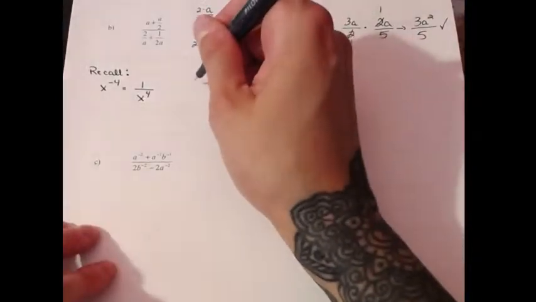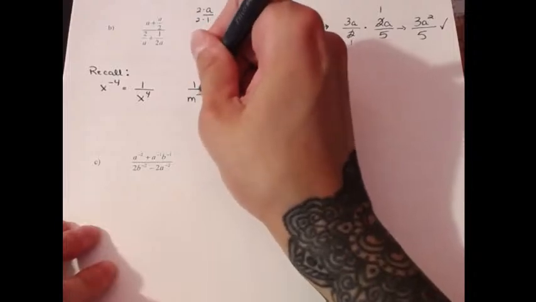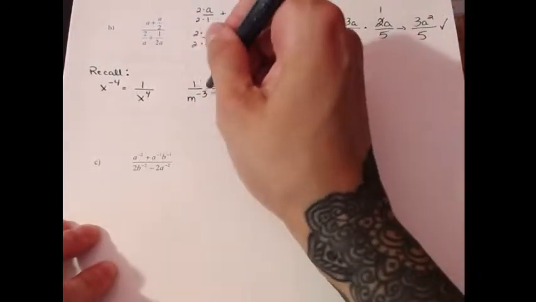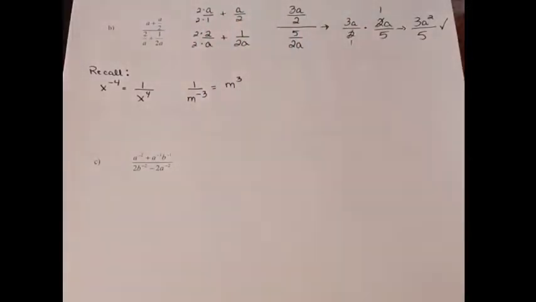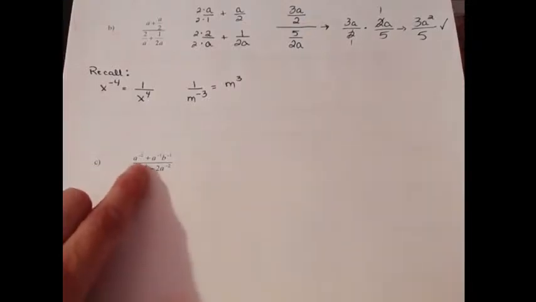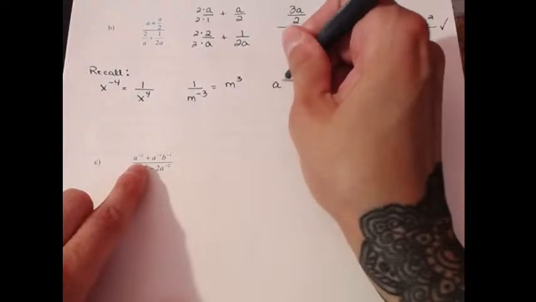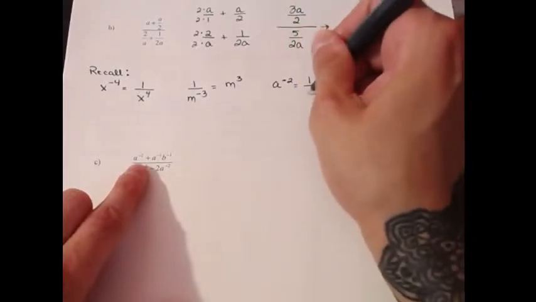Similarly, if we had 1 over m to the negative 3, this entire expression would move up to the numerator and it would have a positive power, so m to the positive 3. That's essentially all that's happening. We are going to apply the rules for negative exponents to this particular problem by rewriting it. It just looks a little scary right now, but it really is not bad at all. So a to the negative 2 is the same as 1 over a squared.